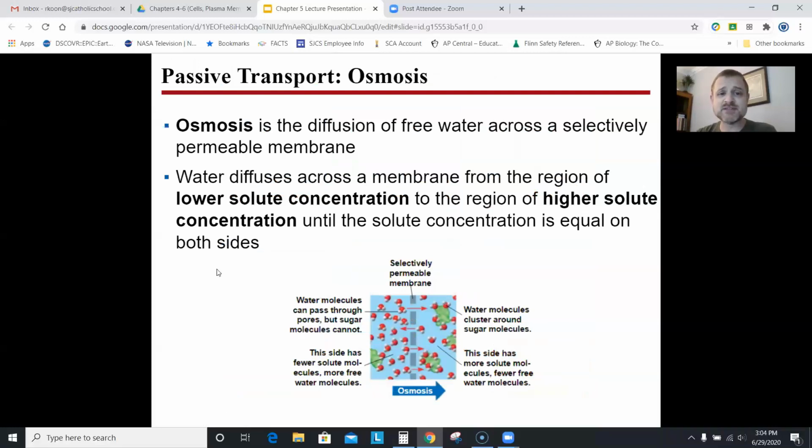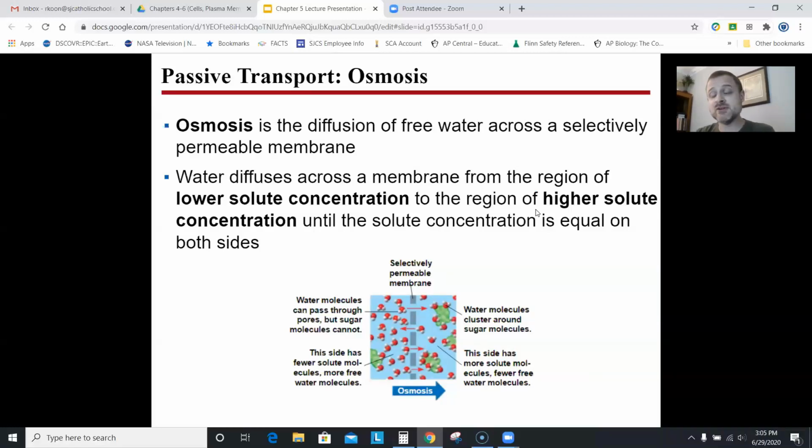So osmosis is the diffusion of water through a selectively permeable membrane. So the definition here where it says water diffuses across the membrane from a region of lower solute concentration to a region of higher solute concentration, that definition is very wordy and it's very hard to remember it that way. I use a shorter definition. I just kind of use the trick of thinking that water always follows solute. Water follows solute. Where there is more solute, water goes.